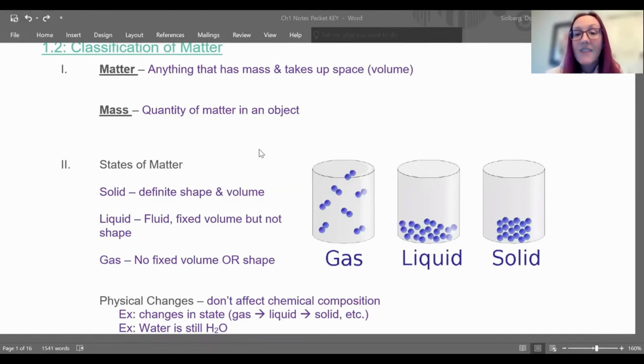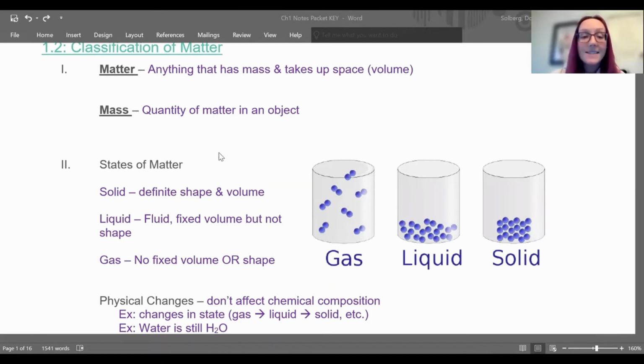A solid is always going to have a definite shape and a definite volume, so like a block of something, as you can see from the picture. A liquid is going to be fluid. It is going to have a fixed volume, meaning it's always going to take up the same amount of space, but if you put it into a container, it's going to fill up the bottom part, right? So it's not a fixed shape. If it's 20 milliliters, it's 20 milliliters. It's just going to fill the bottom of whatever container it is in.